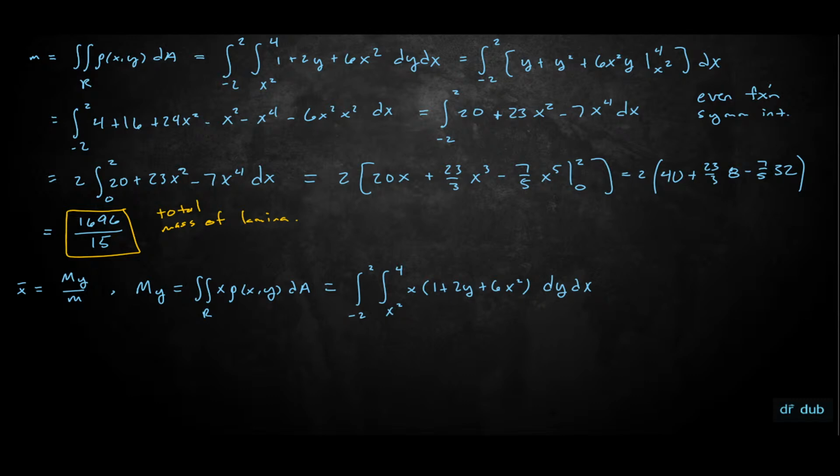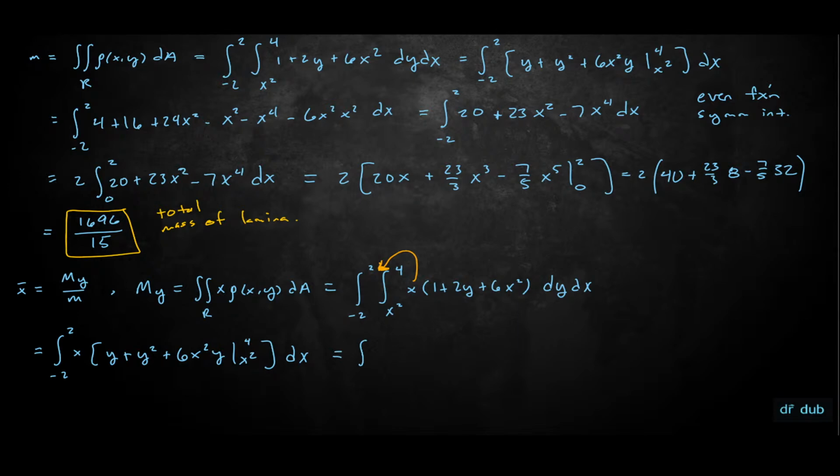So actually, what we can do is pull out the x from here and just do the y integral. So I can move that x out since it has nothing to do with y. So this is going to be the integral from -2 to 2 of x times, and then integrate with respect to y. So we get y plus y squared plus 6x squared y from x squared to 4 dx, which is exactly what we had earlier.